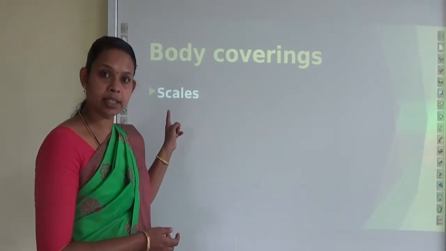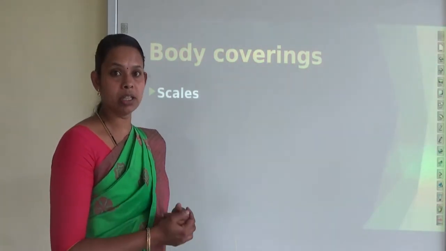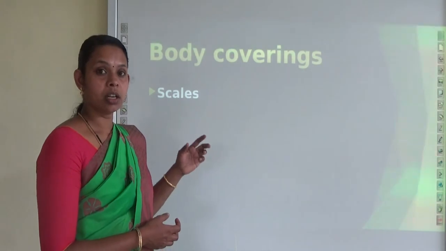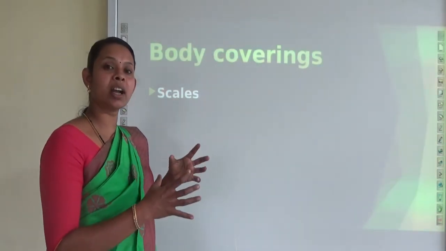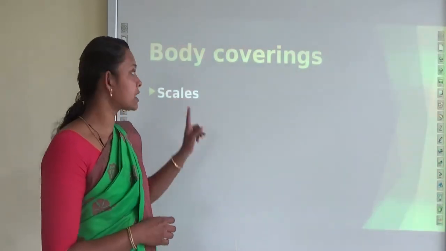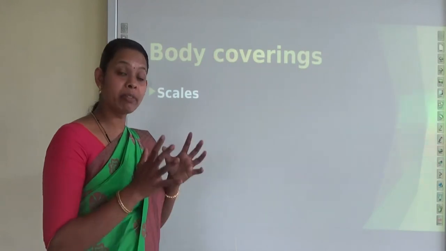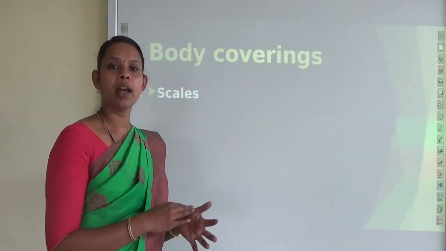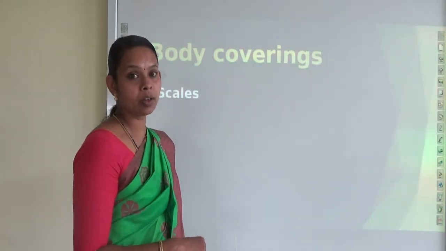First one is scales. We can see in the case of some animals like alligators and fishes, they have scales which help to cover their body. So the scales prevent the loss of water from their body, and also protect the animals from their predators.